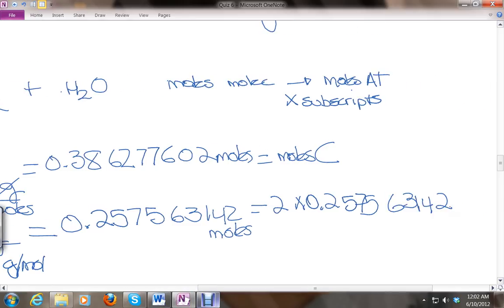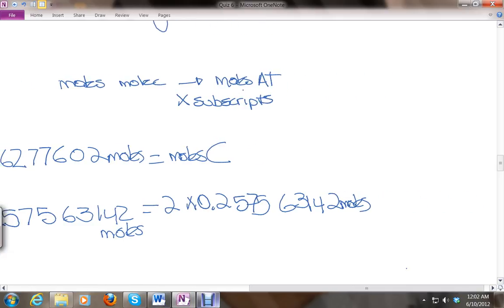0.2575631142. It's an indirect way. This is kind of an indirect way of doing what we used to do with other empiricals. And this is going to be, by 2, you get it from CO2, but you're doing the same thing that we do with empirical, because now that you got the moles of each one, then you divide by the small ratio.